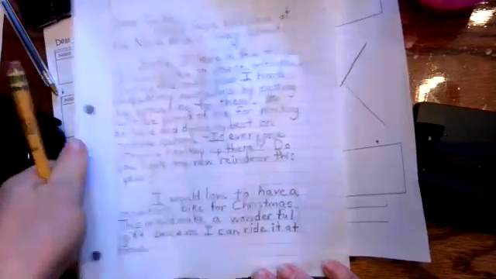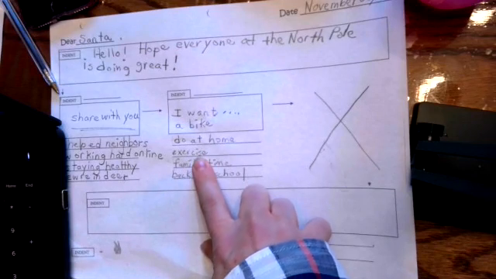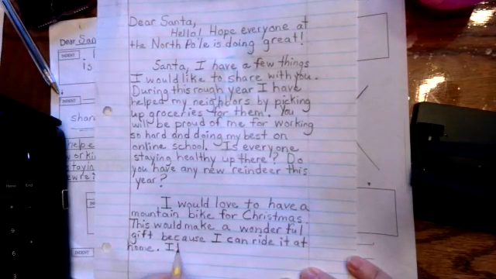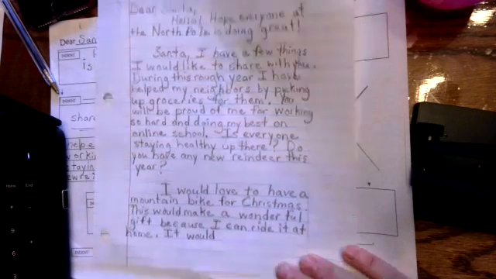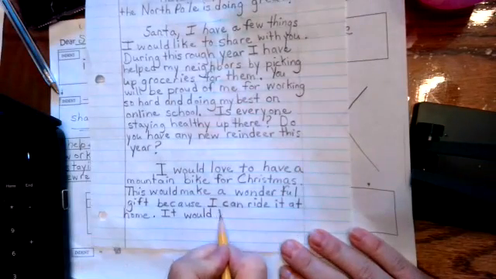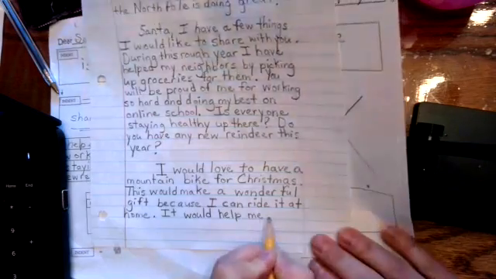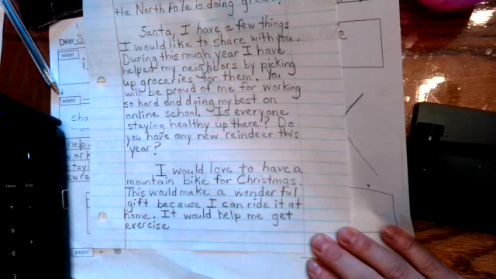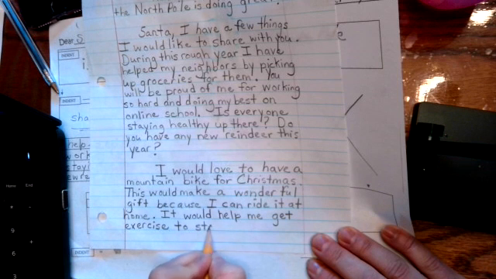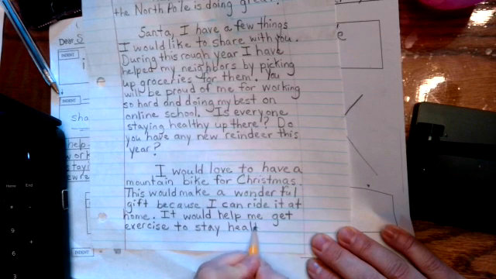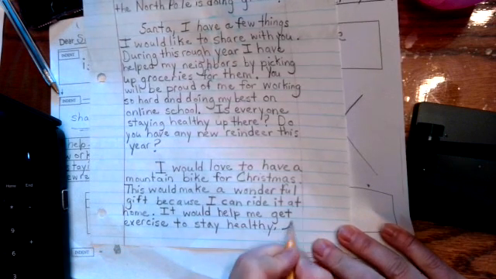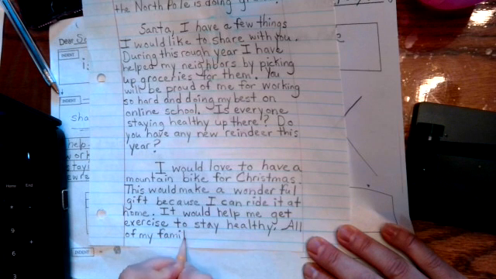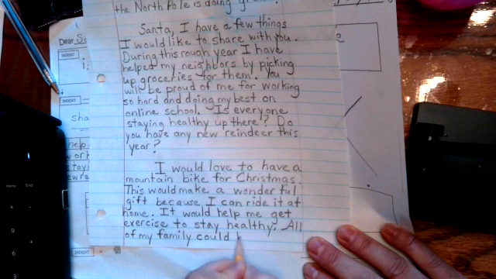Okay. Next, we're going to write about it giving me exercise, because we know it's important to exercise and take care of ourselves, and then family time. Okay. It would move that letter up a little bit. There we go. It would help me get exercise to stay healthy. Okay. And then I'm going to mention that all my family could bike together.